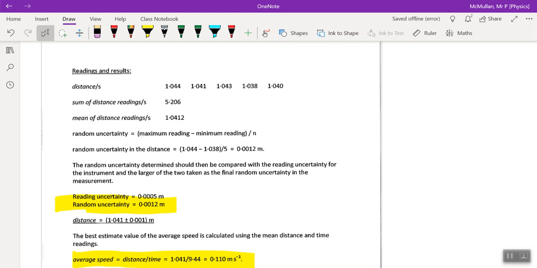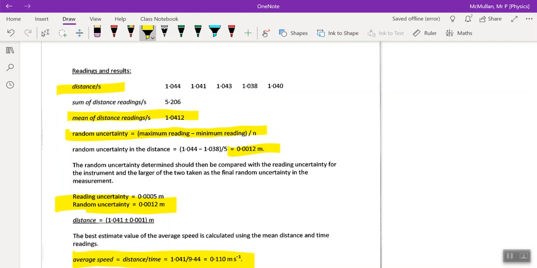So in this example, our distance, we've got 5 readings. We have the average of the distances. To find the random uncertainty, we take the maximum, subtract the minimum, and divide it by the number of readings. That gives us 0.0012 meters.